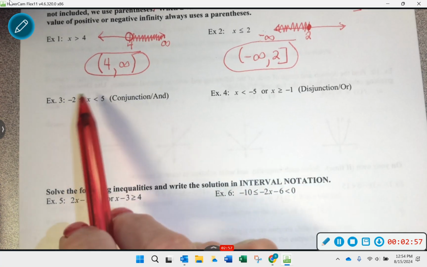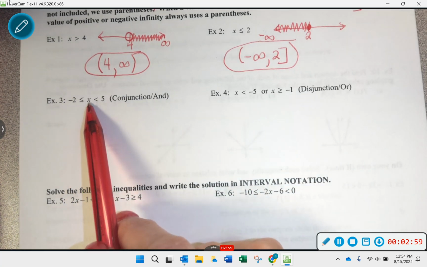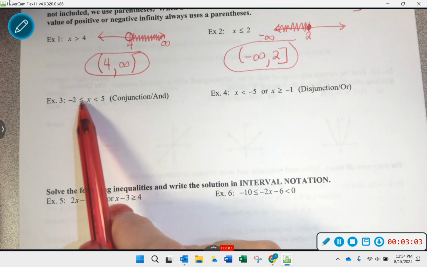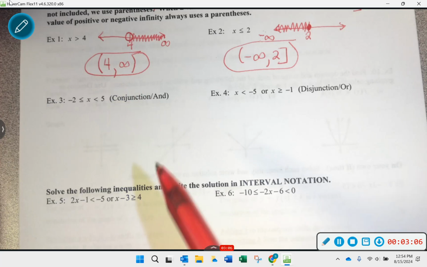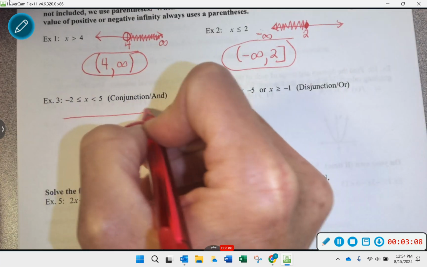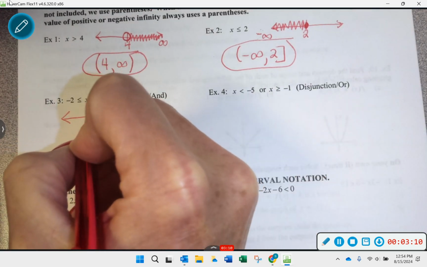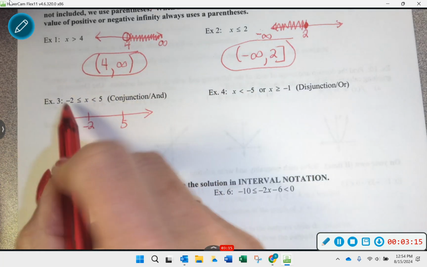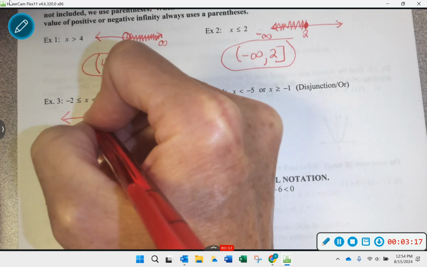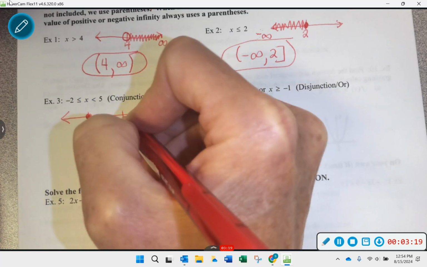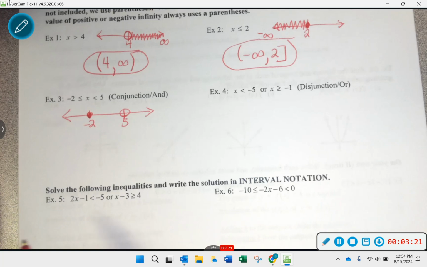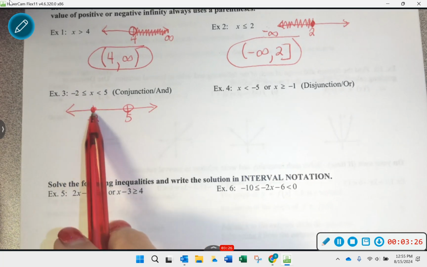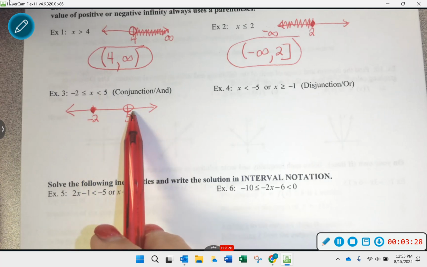All right, example 3. This is saying that x has to be less than 5 and x has to be greater than or equal to negative 2. So I'm going to make my number line. Here's my negative 2. Here's my 5. I have to be greater than or equal to negative 2. And I have to be less than 5. Notice how this one is shaded and this one is open.